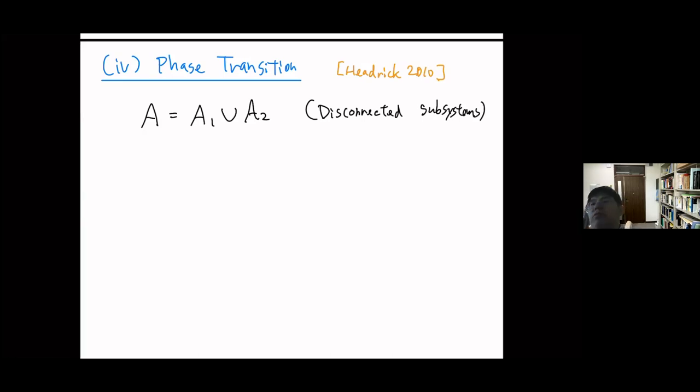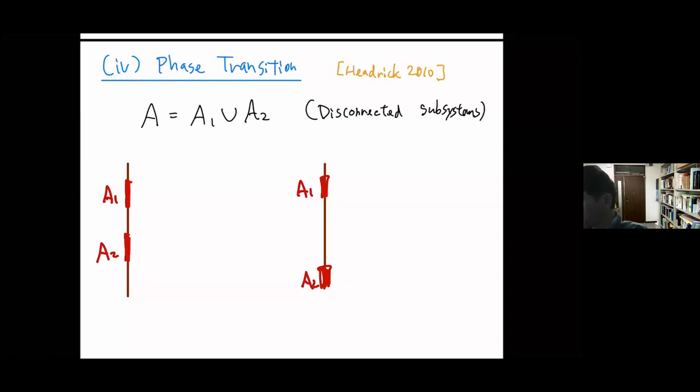Let's assume subsystem A consists of two disjoint subsystems, A1 plus A2. A typical example is like this. You have the boundary, and subsystem A1 is here, and A2 is here. Let's assume A1 and A2 are very close to each other, like this. This is one case. In the other case, with the same lengths, A1 and A2 are quite separated.